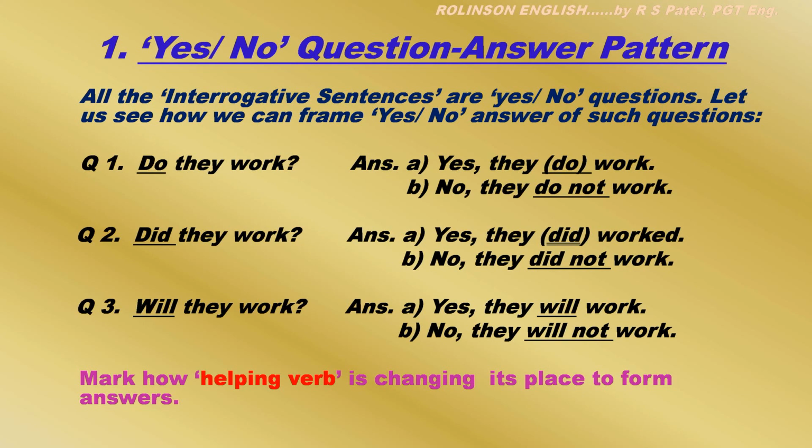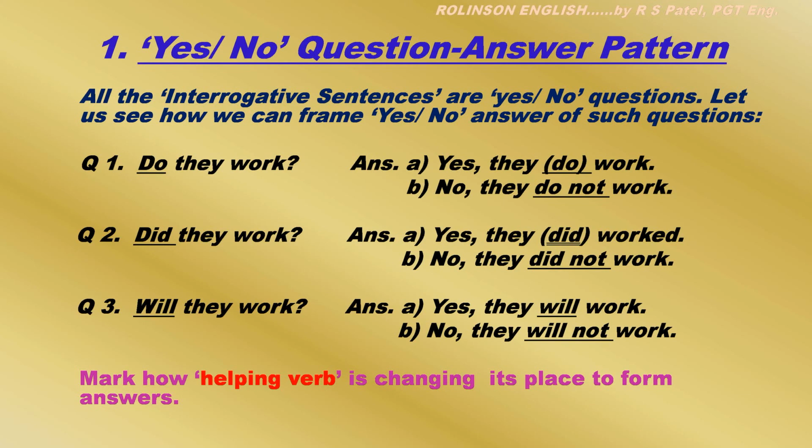Let us see. In the first case, do they work? Answer can be yes, they work. No, they do not work. What do you observe here? Answer yes is followed by the positive form of the sentence, and answer no is followed by the negative form of the sentence.